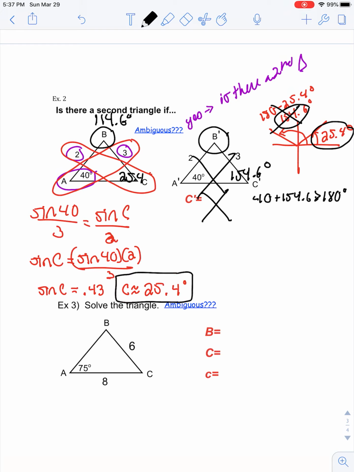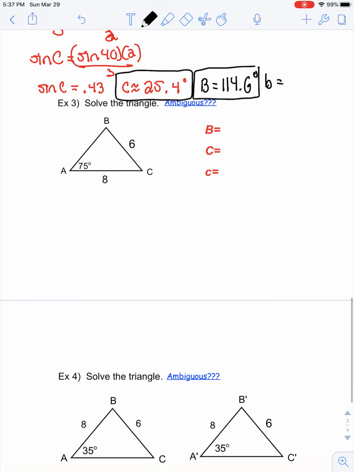We do know that we have now angle C. With angle C, we've concluded that angle B had to be 114.6 degrees, and we could still find side B by setting up and using our law of sines. So here's a case where, even though it's ambiguous, there is still only one triangle that can be formed.